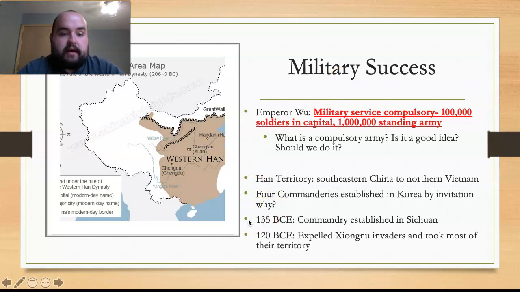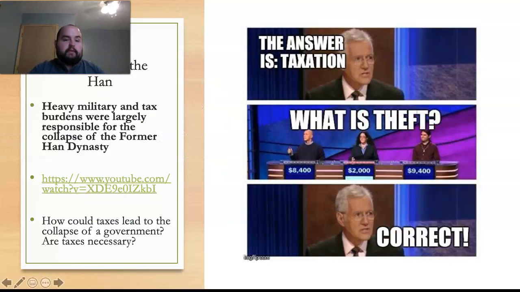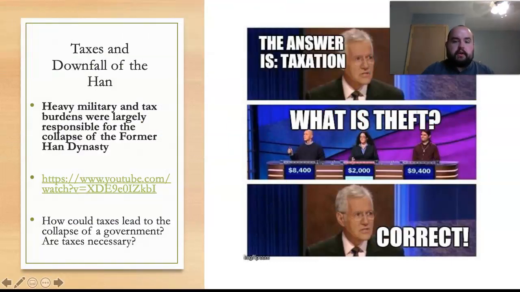However, in terms of Han territory and Han's success, this military was extremely efficient. For example, by the height of the Western Dynasty, Han territory spread all the way from southeastern China down to modern-day Vietnam. Governors were also eventually established in Korea by invitation, actually, because the Han Dynasty was seen as being so successful. By 135 BCE, a commandery was established in Sichuan, and by 120 BCE, the Chinese had expelled the last of these Xiongnu invaders that we talked about last time, and had essentially taken over most of their territory and completely expelled all invaders from it. However, this tax-based approach to the economy that I mentioned earlier is eventually credited as being what led to the downfall of the Western Dynasty.